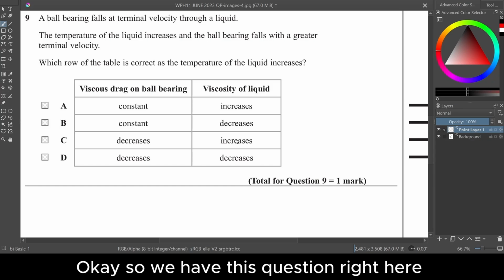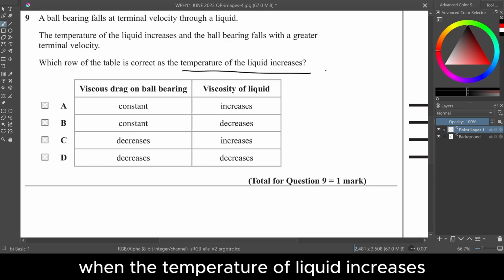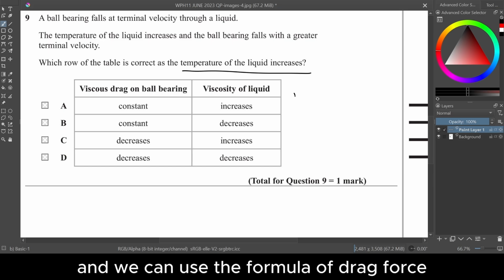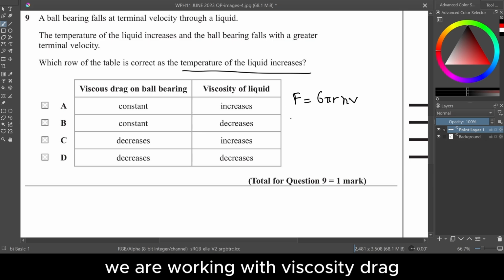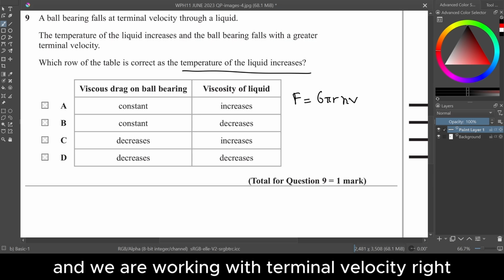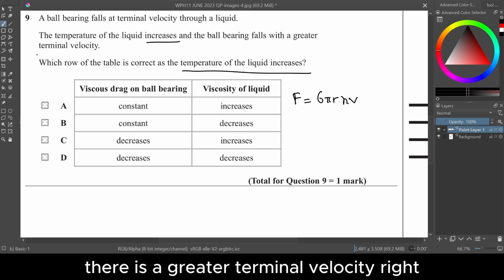Okay, so we have this question right here. It is asking us which of the rows is correct when the temperature of the liquid increases. And we can use the formula of drag force, which is F is equal to 6 pi R viscosity V, right? So we are working with viscosity, viscous drag, which is drag force, and terminal velocity, right? You can see from here, when the temperature of the liquid increases, there is a greater terminal velocity, right?